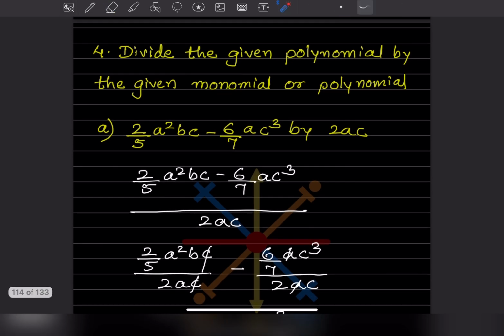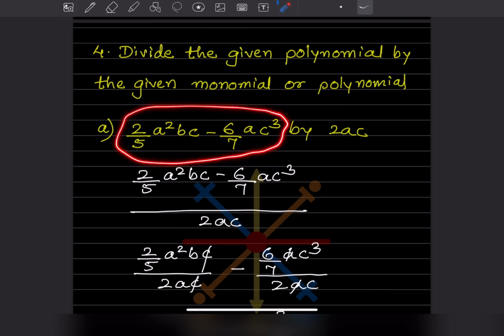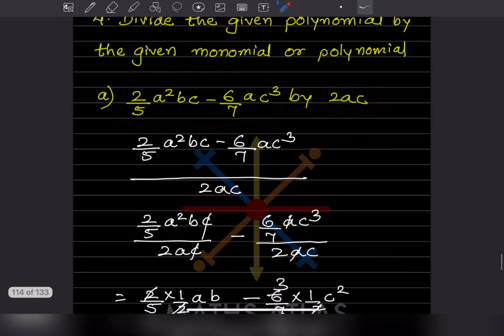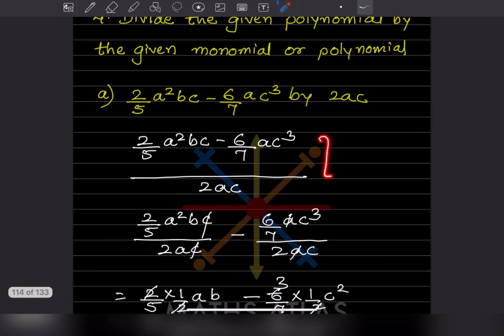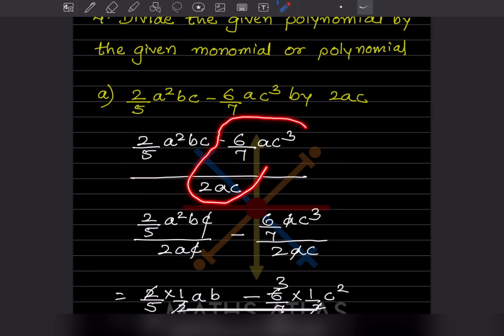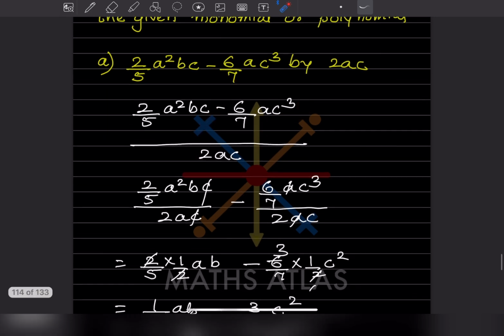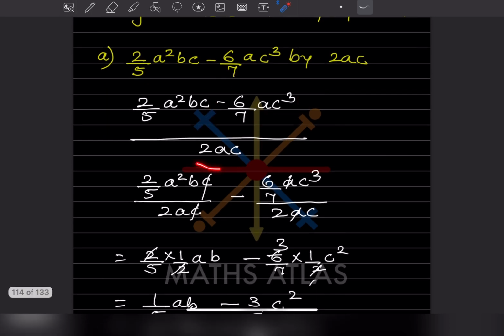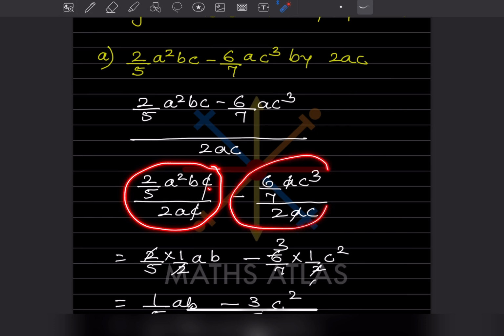Now here, this expression is given, and you have to divide by 2ac. The same thing is written in this way. This means it is division. Now what we can see here is that there are two terms. So what will we do? We are going to divide the first term by the denominator, and then along with this sign, we do the same for the numerator and the denominator. So this is what is done.